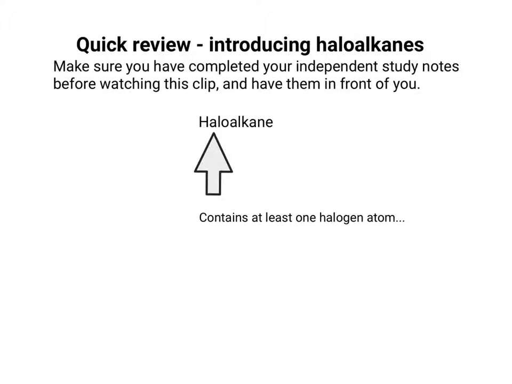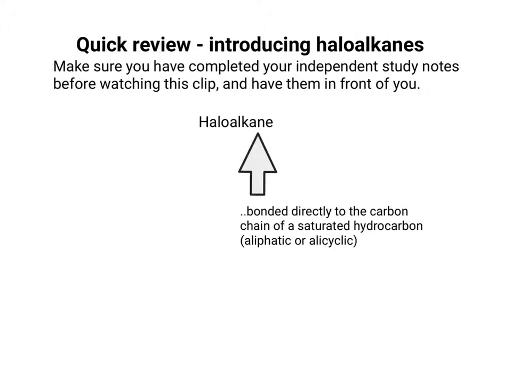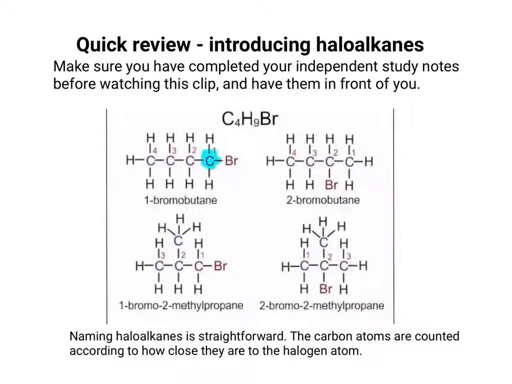So if we think about what the word haloalkane means, obviously halo means that it contains at least one halogen atom bonded directly to the carbon chain or ring of a saturated hydrocarbon, being an aliphatic or alicyclic compound. Naming straight chain and branched haloalkanes is quite easy, because all you do is count the carbon atoms according to how close they are to the halogen atom. So I've highlighted one of them for you to give you the idea.